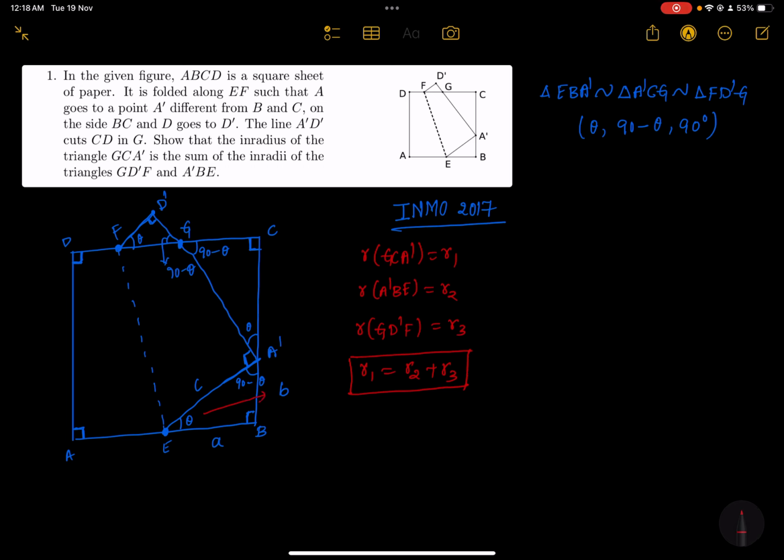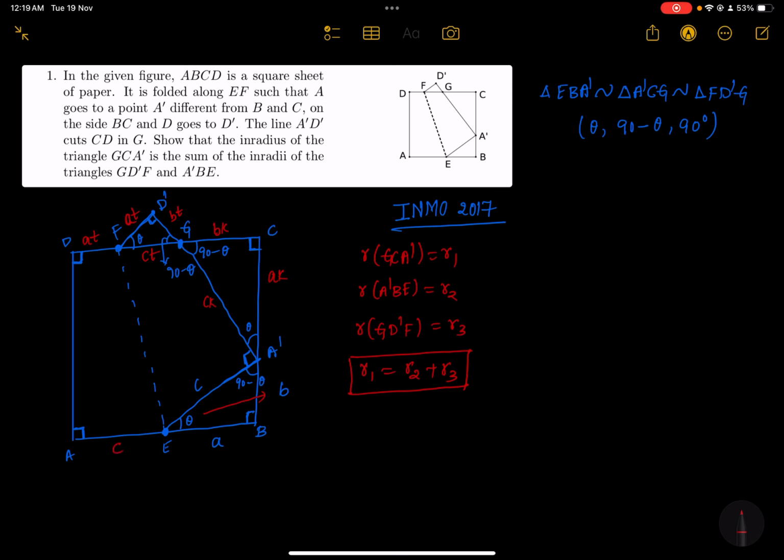So the side opposite to theta in this triangle, let's say BK. So GC is BK, and let this be AK, let this be CK. Similarly, the side opposite to theta in triangle FD dash G be BT, and this is CT, and this is AT, and FG is CT. Since FD dash is AT, FD is also AT. For the same reason, since A dash E is C, AE is also C.